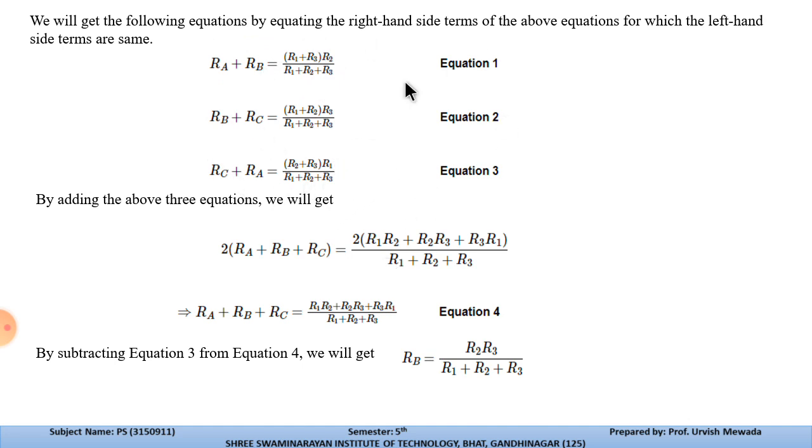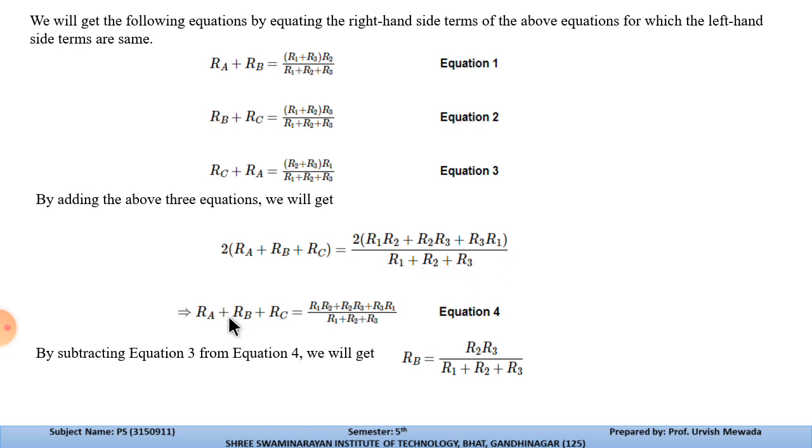Now by adding the above equations, meaning we are adding the three equations, we will get 2 times RA, 2 times RB and 2 times RC. So 2 times RA, RB, RC means the addition of these, and if you simplify the right side, you will get 2 times R1 R2 plus R2 R3 plus R3 R1 divided by R1 plus R2 plus R3.